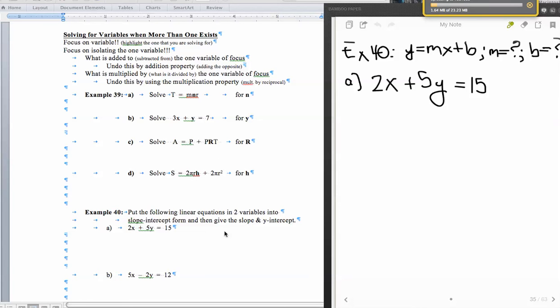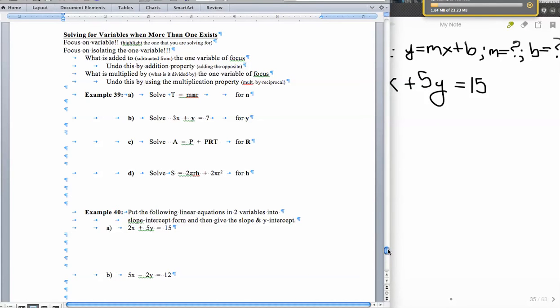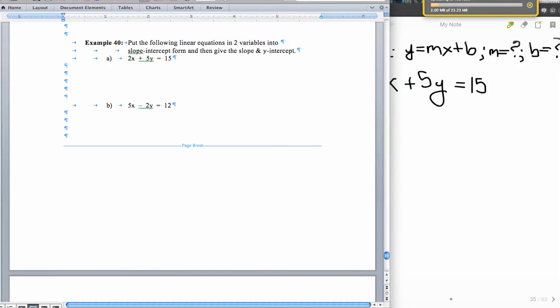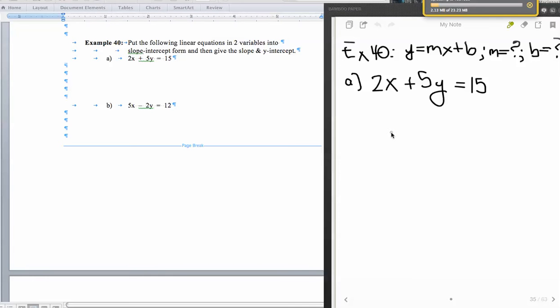Alright, our next example, example number 40 here at the bottom of the page, we are using our solving of an equation or a formula for one variable to put an equation into slope-intercept form. So we are going to put 2x plus 5y equals 15 into slope-intercept form by solving it for y. And once we have it in slope-intercept form, we're going to see what the slope and what the y-intercept, the b, are.